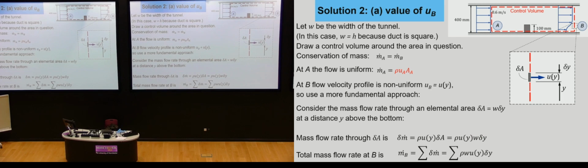That means that the total mass flow rate across the height of the duct is equal to the sum of all of the mass flow rates through all the little elemental areas. So we sum up all the delta m dots across the height of the channel, which means we're summing this expression over y. You could put a little y at the bottom of this summation.